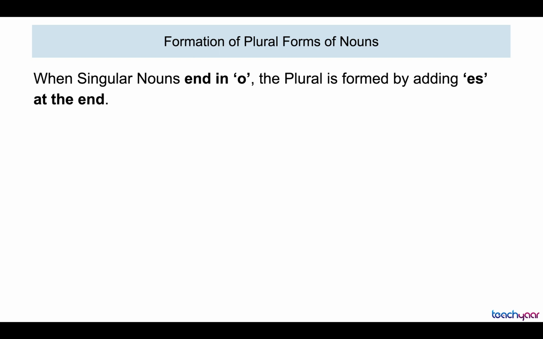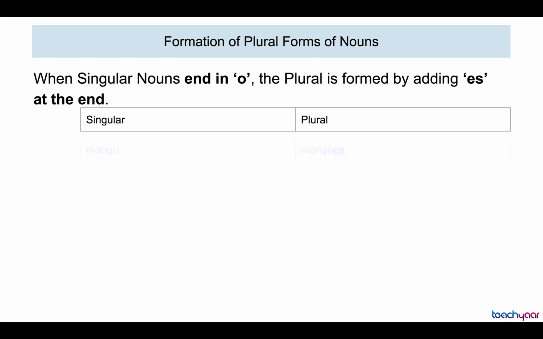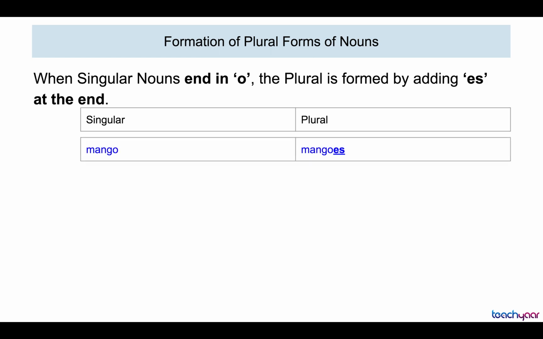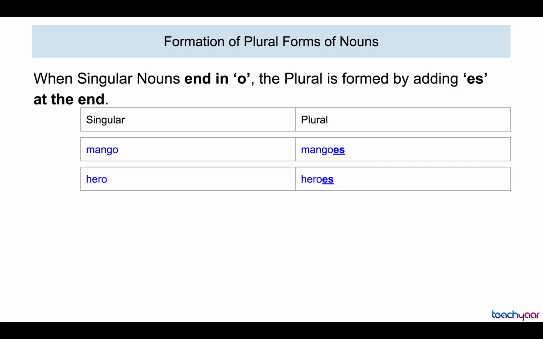When the singular nouns end in o, the plural is mostly formed by adding es at the end of the singular. Let's take a few examples. Mango. So what have we done? You just have to add es, so mangoes. Hero, and you add es and it becomes heroes. So this is one way of changing the singular noun into plural.